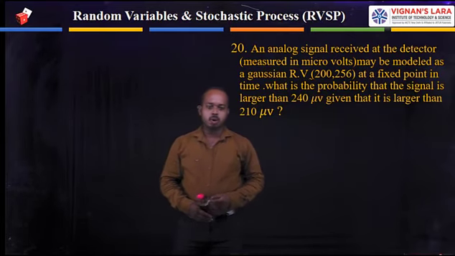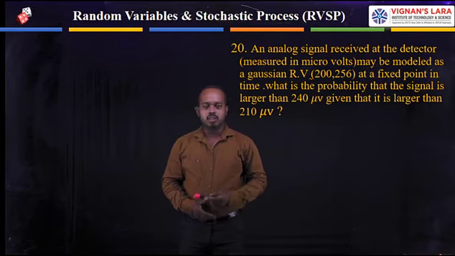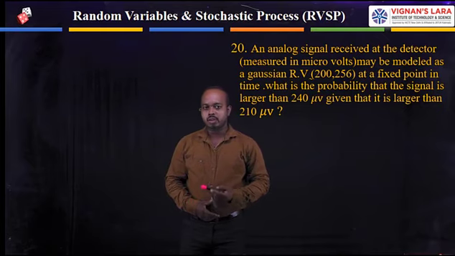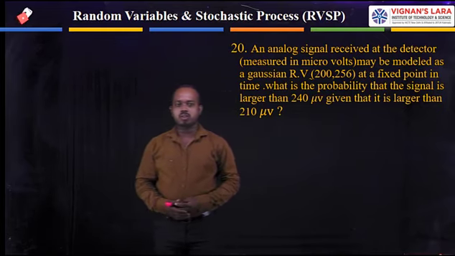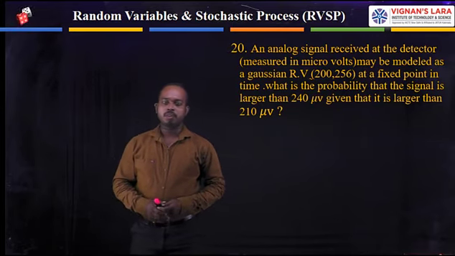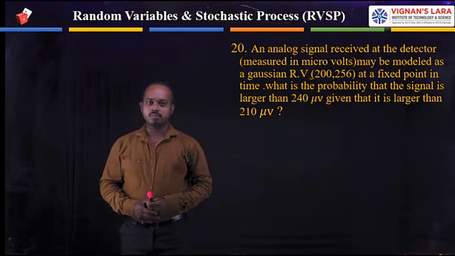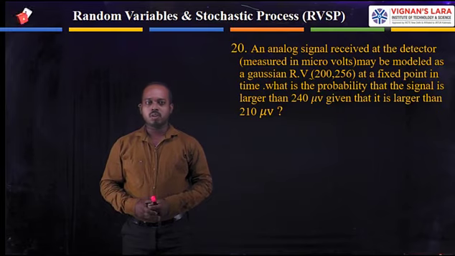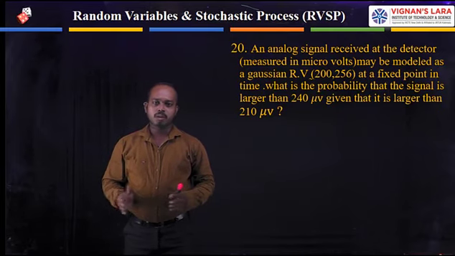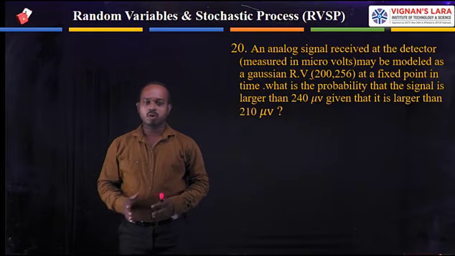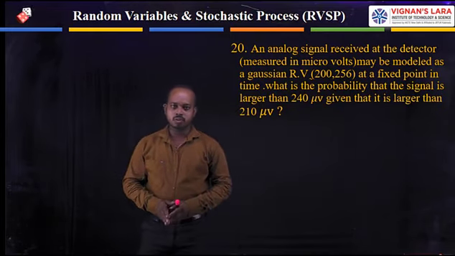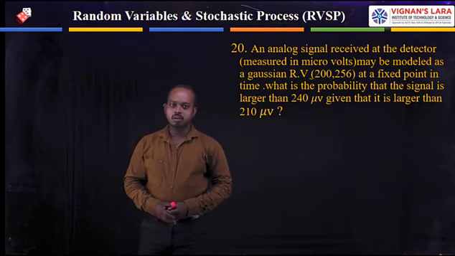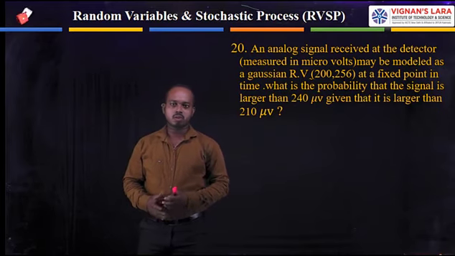What is the probability that the signal is larger than 250 microvolts, given that it is larger than 210 microvolts? Here what he is asking, he is giving some quantities: the mean and variance, mentioned in a standard Gaussian density function. Those quantities belong to the analog signal. Here he is asking about 240 microvolts greater or 210 microvolts greater. He is asking about those two quantities.